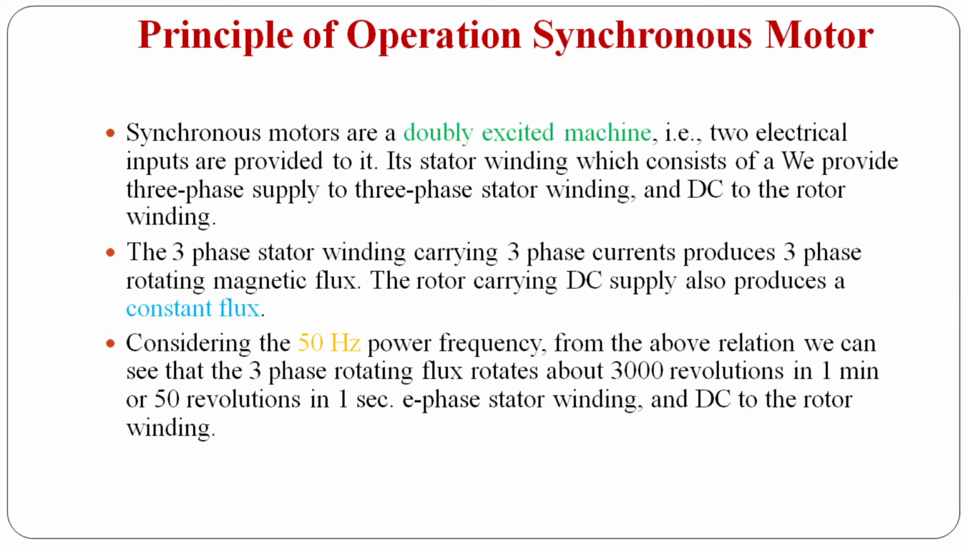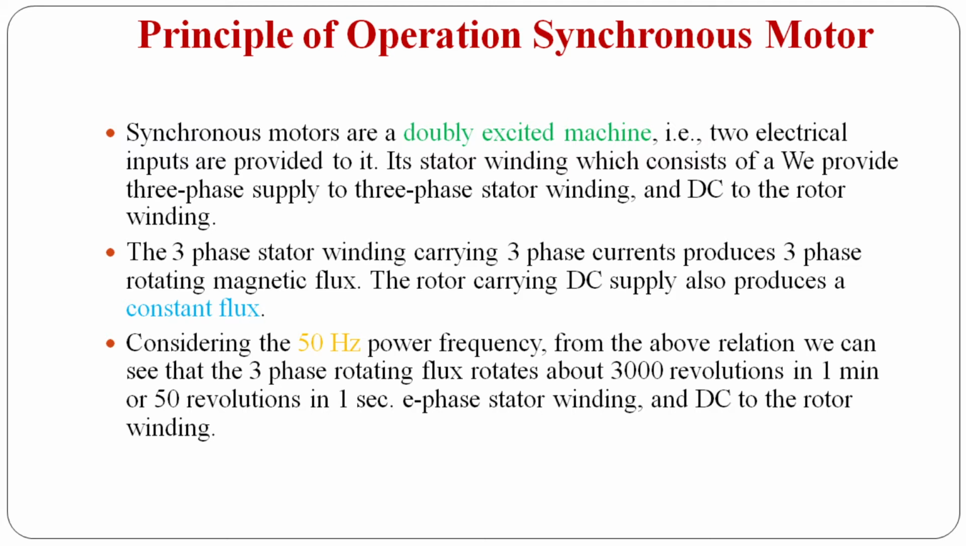Now let us see the operating principle of the synchronous motor. Synchronous motors are doubly excited machines, okay. Singly excited, doubly excited, we have seen it in the electrical machines subject. Synchronous motors are doubly excited, that is, two electrical inputs are provided to it. To the three-phase stator winding we provide three-phase AC supply, and DC to the rotor winding. So it is called a doubly excited machine. We are giving two excitations here.